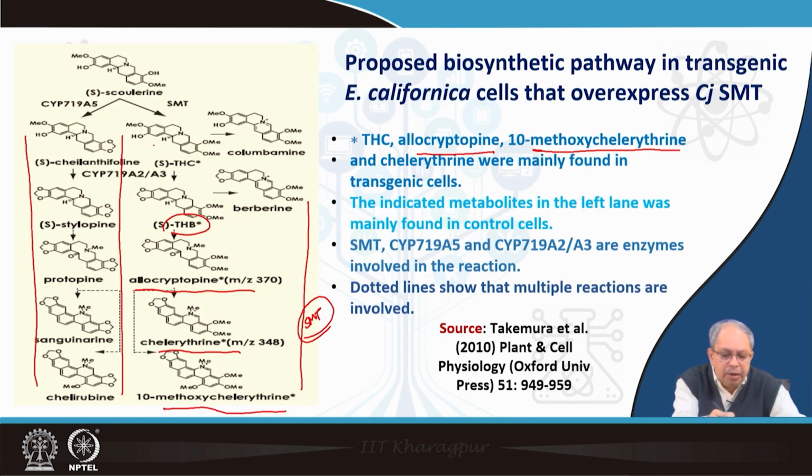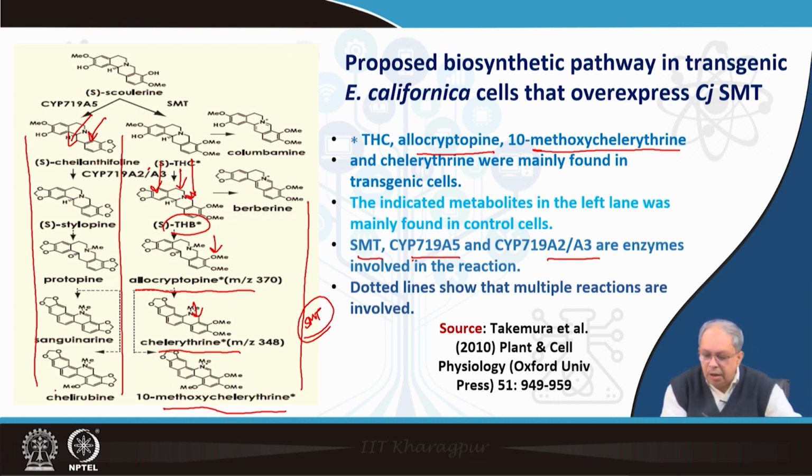That means, the pathway when it moves in this direction, then definitely the original pathway is getting affected, because original pathway needs a cytochrome P450 for pushing in this direction, whereas in the transform pathway it moves in this direction. And what it indicates, that SMT and this CYP1935, these are the enzymes which are involved in the reaction, and also particularly the dotted lines like this.